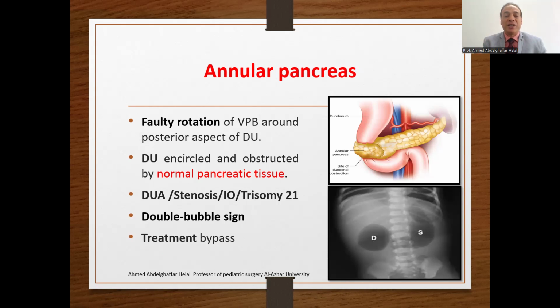Characteristic radiological finding is a double bubble sign, and the treatment is to bypass this obstruction with a duodenostomy or gastroduodenostomy. You can refer for more details about this subject in the presentations of gastrointestinal anomalies.